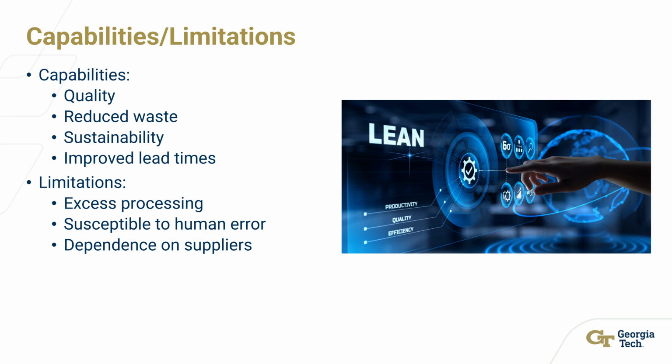Limitations: you'll find excess processing, and it's also susceptible to human error. When you're only dealing with what you need and something goes wrong, you don't necessarily have those safeguards in place at times, but you do also have a huge dependence on suppliers to get you excess parts, any spares that you need, or anything of that sort. So you sometimes do deal with some dependence and some issues alongside that. Overall, though, very, very interesting process. It's something that I really like, and in my own workflows I've definitely tried to see what exactly I can cut in terms of excess.